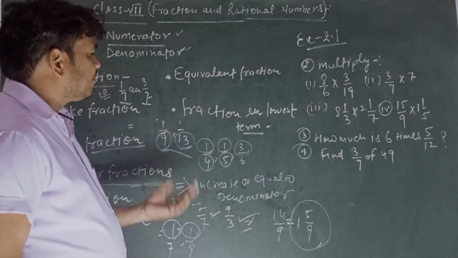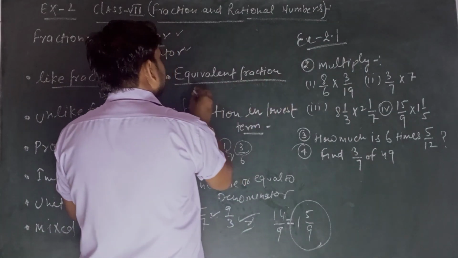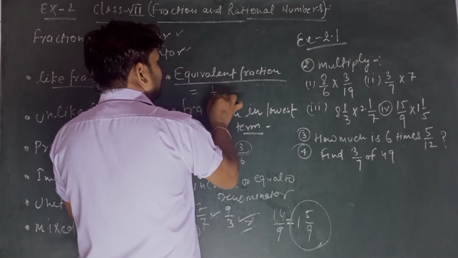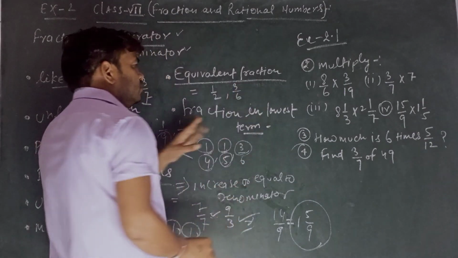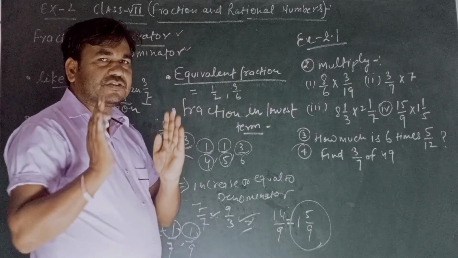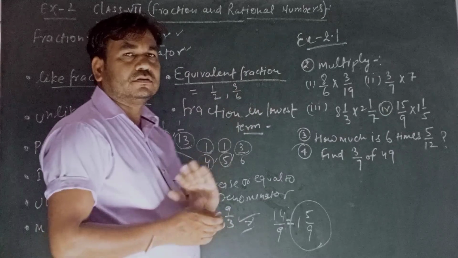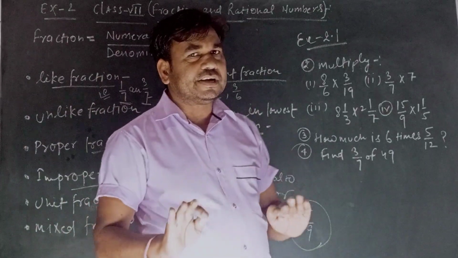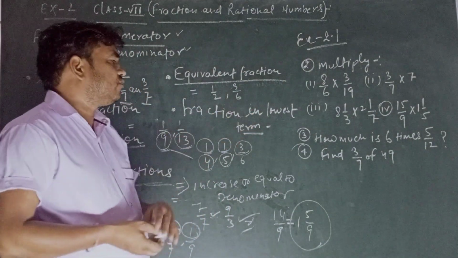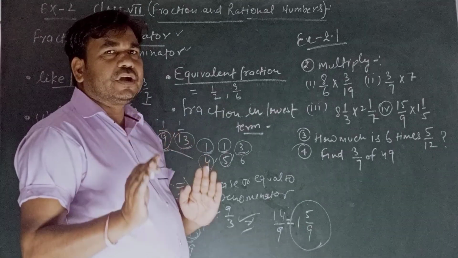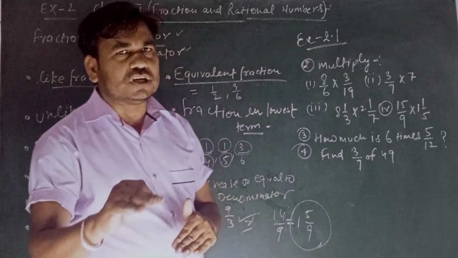And after mixed fractions, we discuss equivalent fractions. Equivalent fractions, students, for example 1/2, and here we see 3/6. The value of 3/6 should be the same as 1/2. So this is called equivalent fractions. You know, students, about the different kinds of fractions, and fraction in lowest terms means that when you get any fraction, you should write it in the lowest terms.